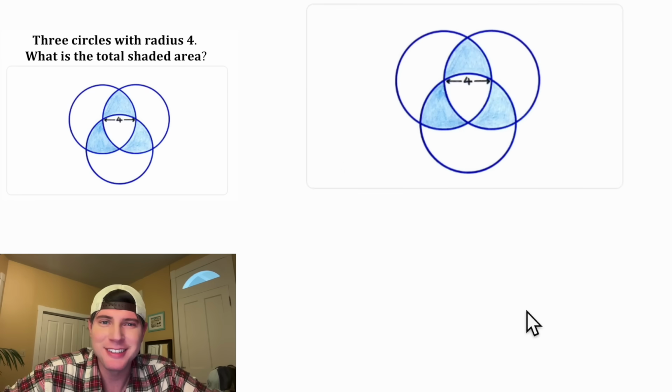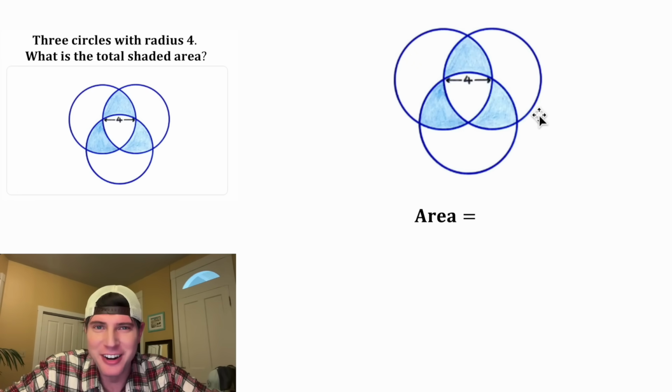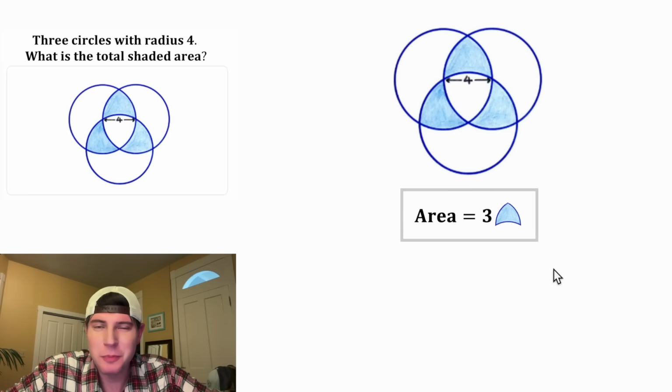2, 1. First, let's put together a formula for the area. These 3 regions are congruent, so we can say area equals 3 of those regions. This is what we're trying to solve. Let's put a box around it.